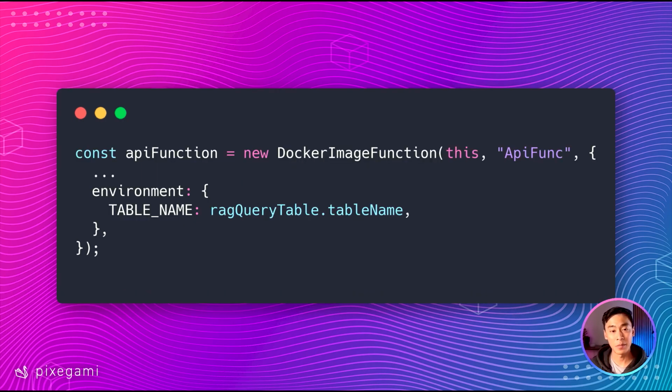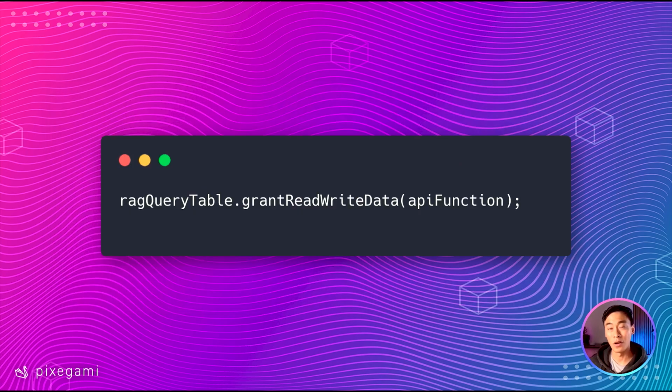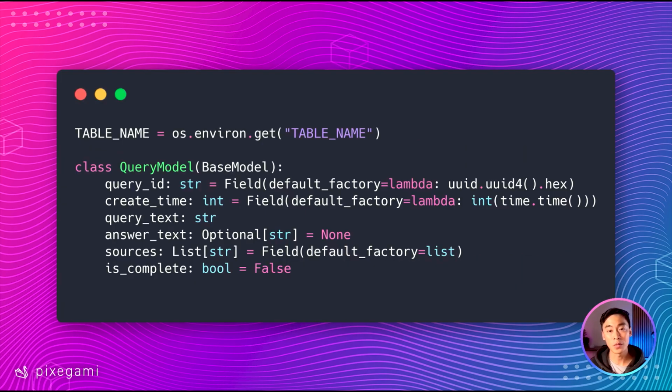After we create the table, we'll have to go back to our Lambda function and pass in the name of the table as an environment variable so that our Lambda function can access it later. We'll also need to grant the function access to read and write data to the table. Back in our Python app, I'm also going to create a Pydantic model to act as a relationship mapper for the items in our table.